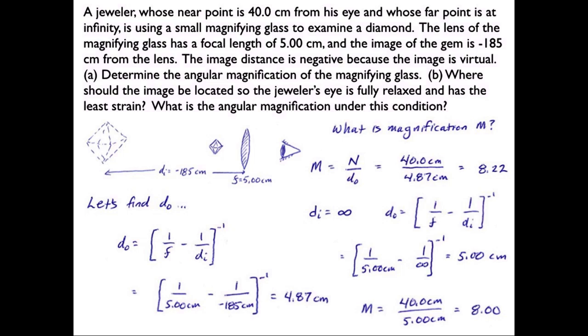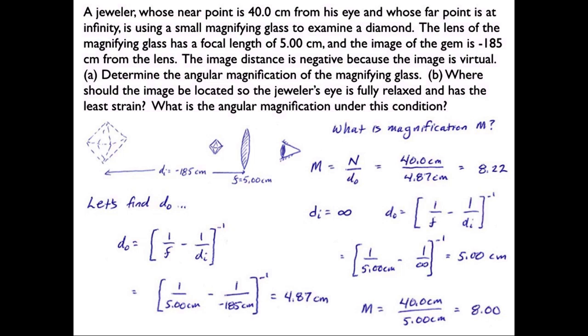What's the magnification, M? Well, the magnification is the ratio of that near point distance over the object distance. So with just his eye, the jeweler could only hold the diamond 40 centimeters away and be able to see it. But the object distance relative to that lens is 4.8 centimeters, which means we're getting a magnification of 8.22. This lens in this arrangement is making the diamond appear about 8 times as large as it would be without that lens. Where should the image be located so the jeweler's eye is fully relaxed and has the least strain?